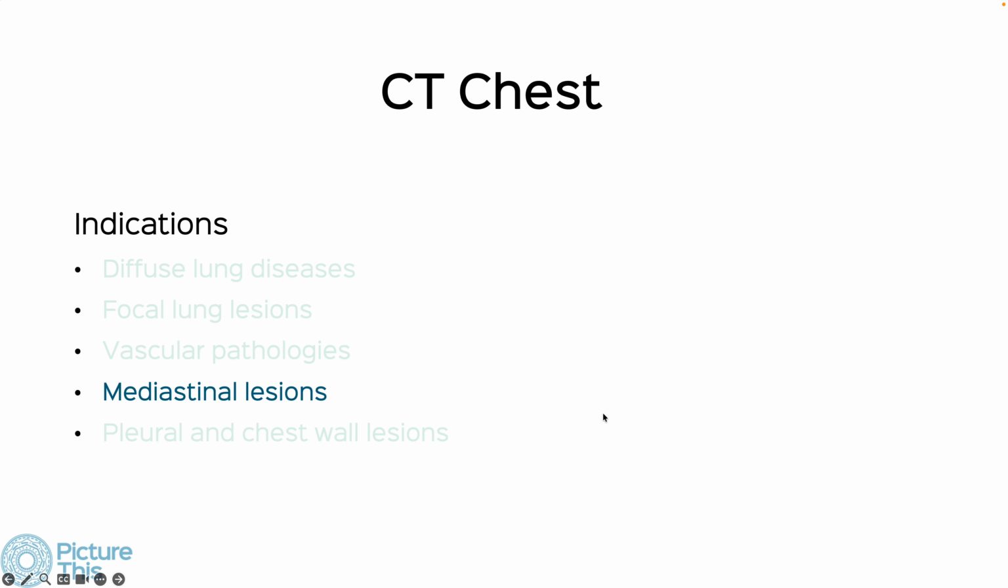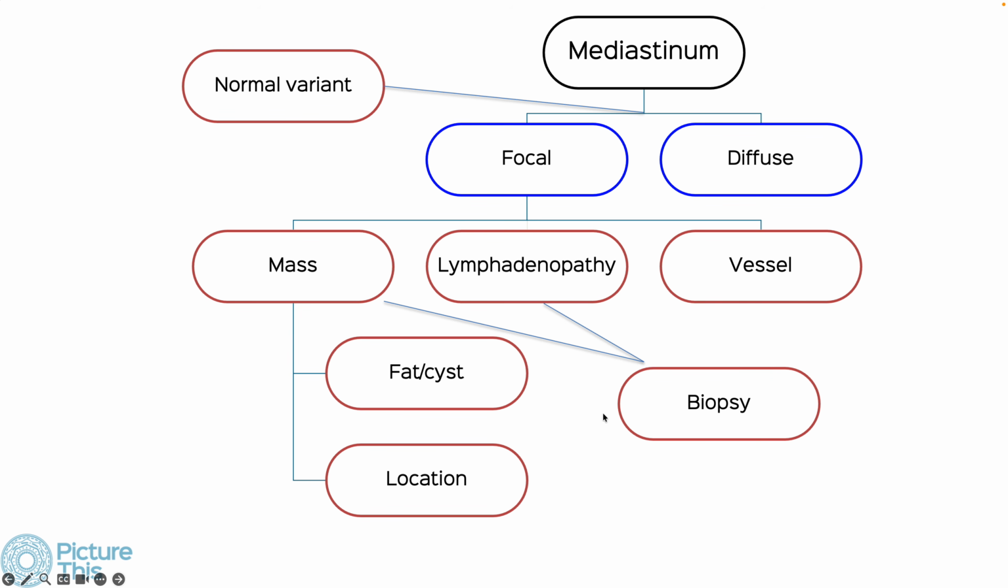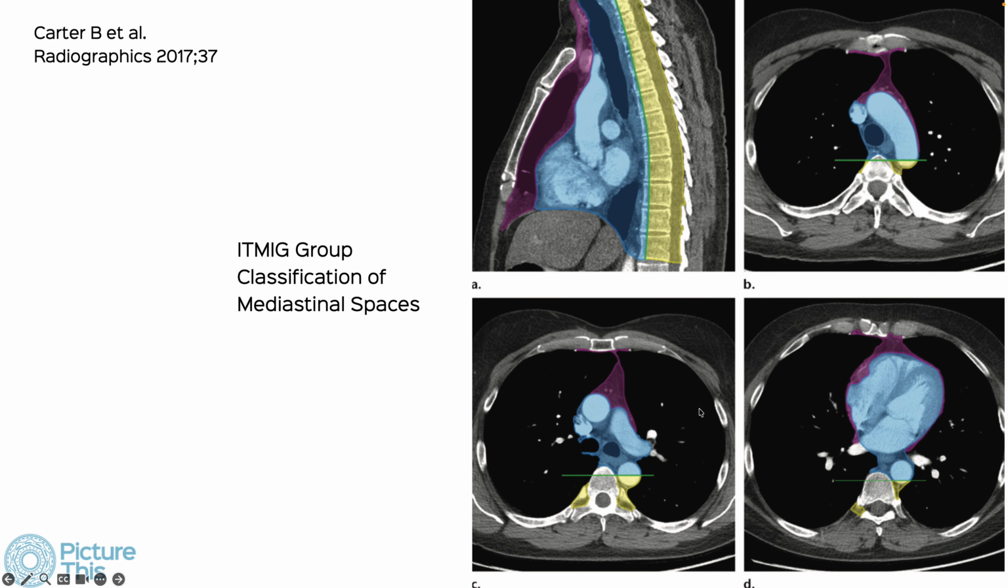Then we have mediastinal lesions, where CT plays a very important role, and this is the general flowchart of how to approach these, where the main aim is to figure out whether it's a mass or lymphadenopathy and whether it needs a biopsy. We categorize the mediastinum using the ITMIG classification. The purple is the prevascular space, the blue is the visceral space, and the yellow is the posterior paravertebral space.